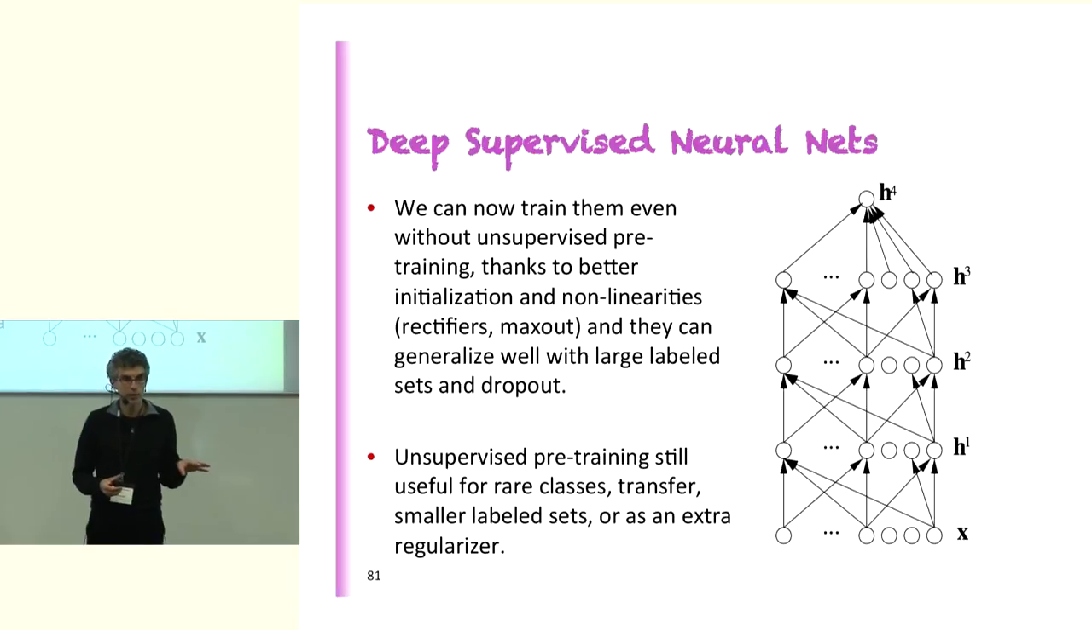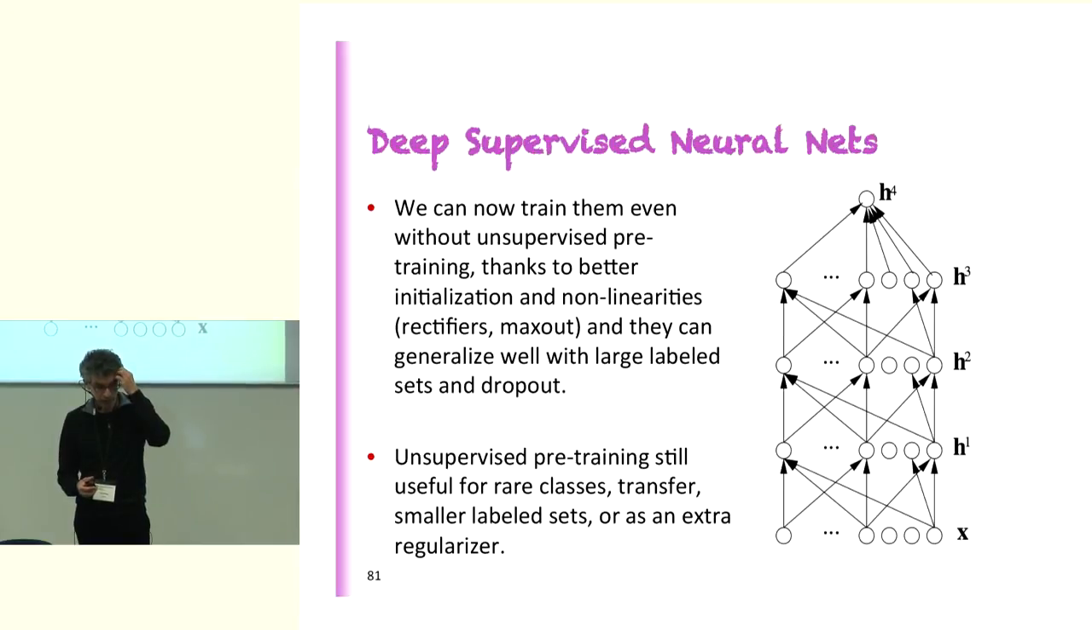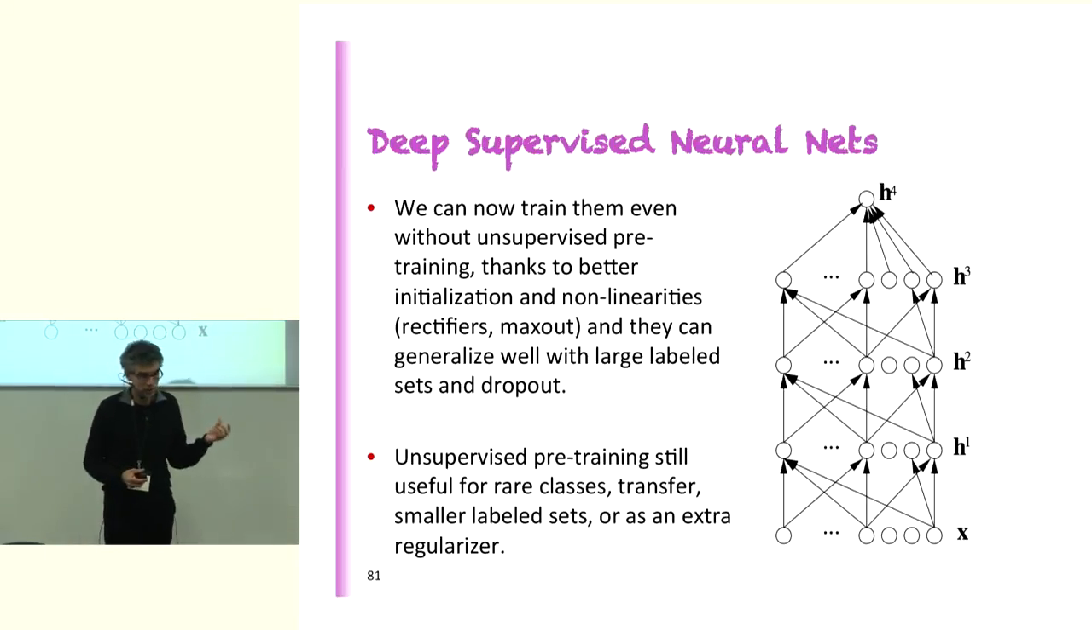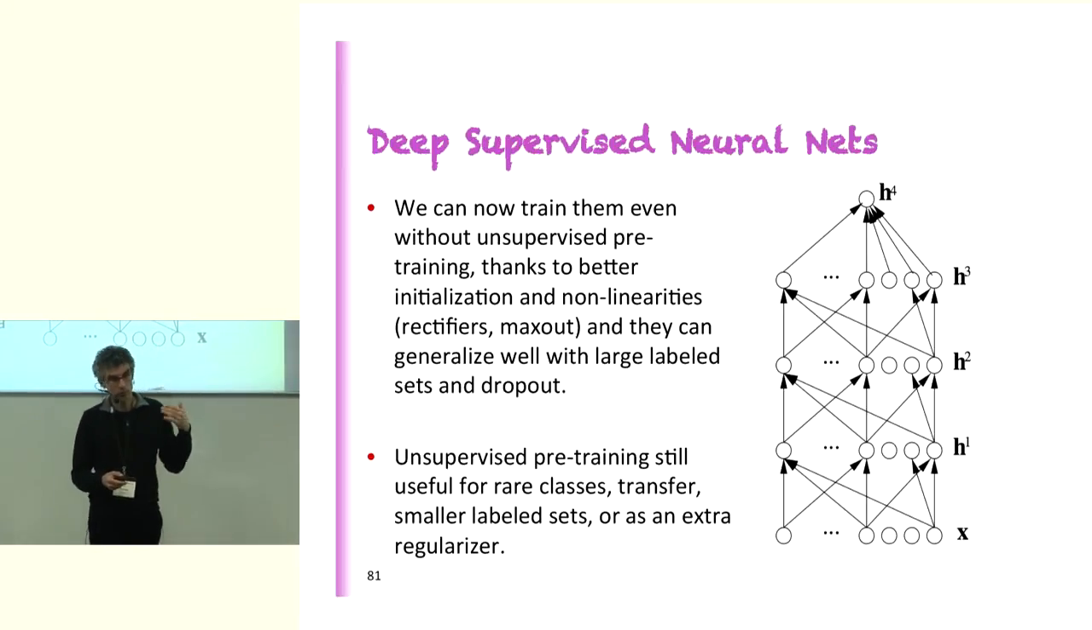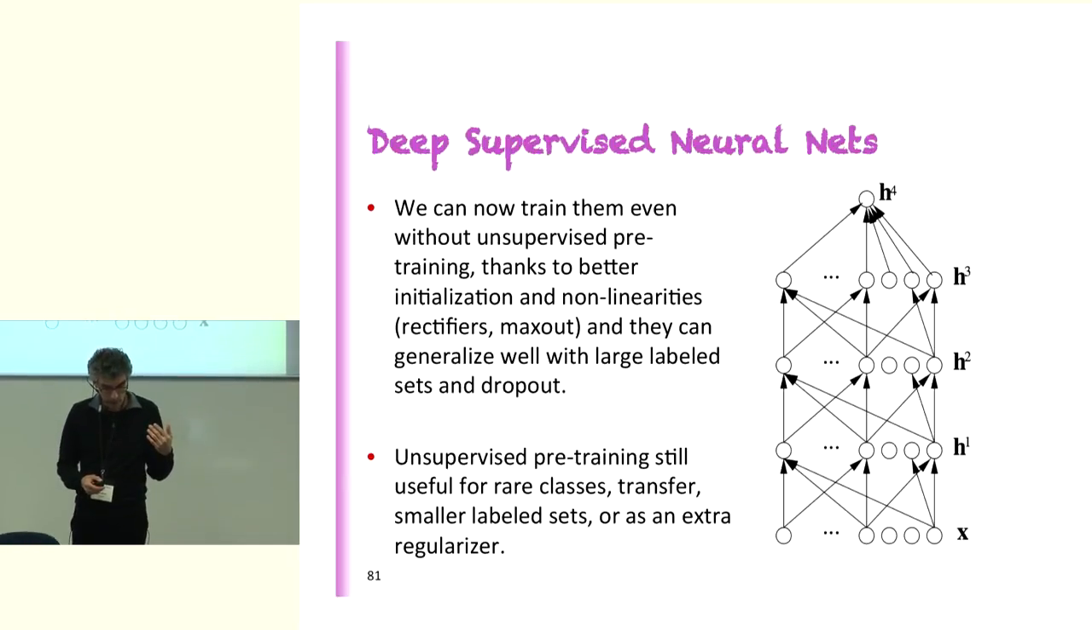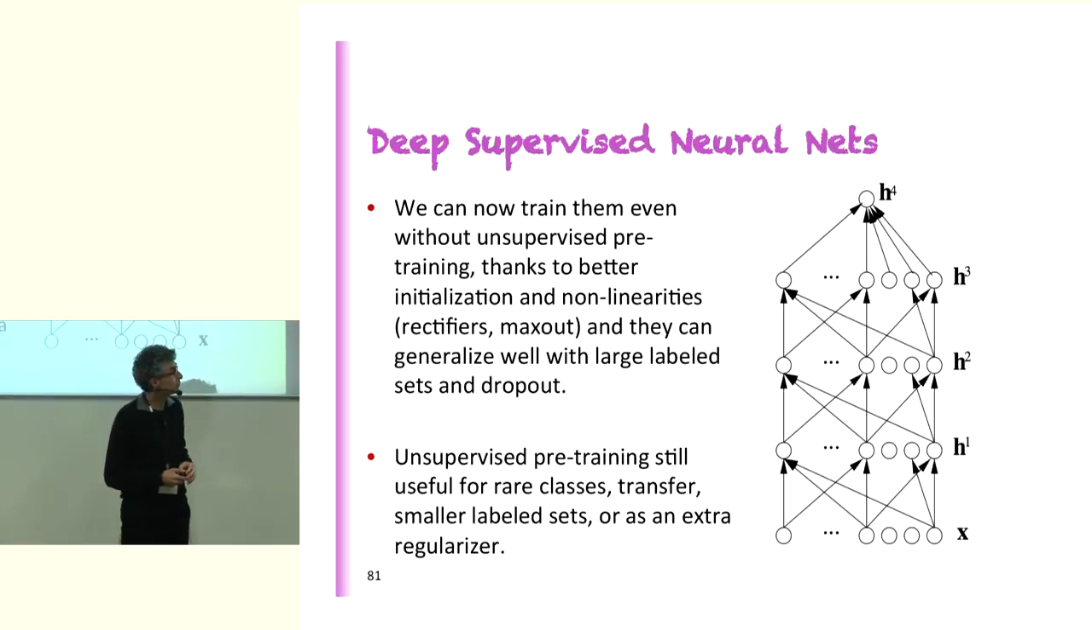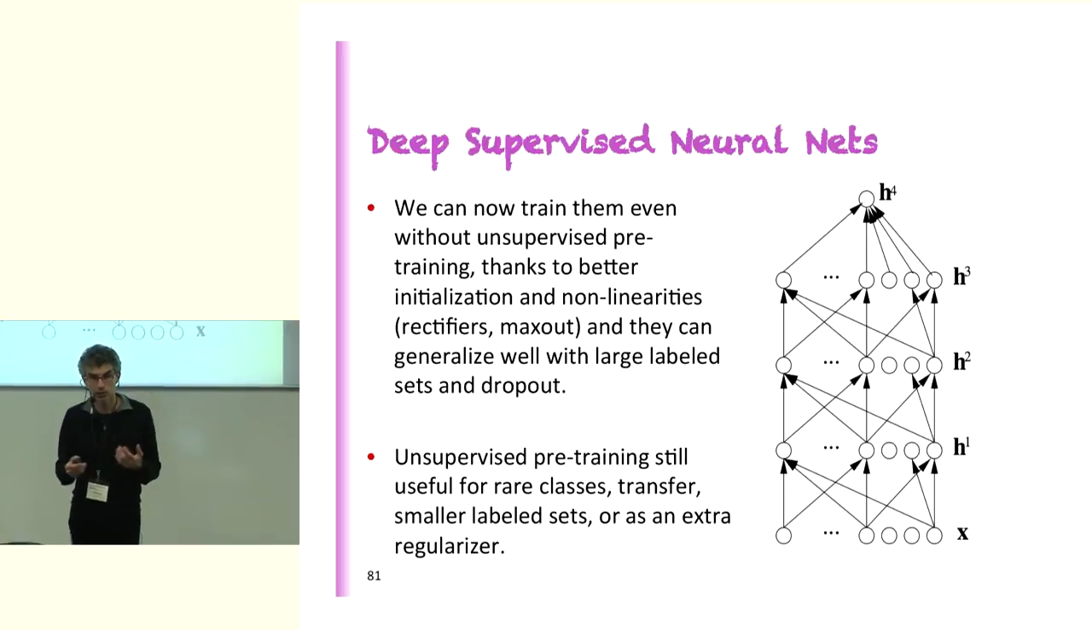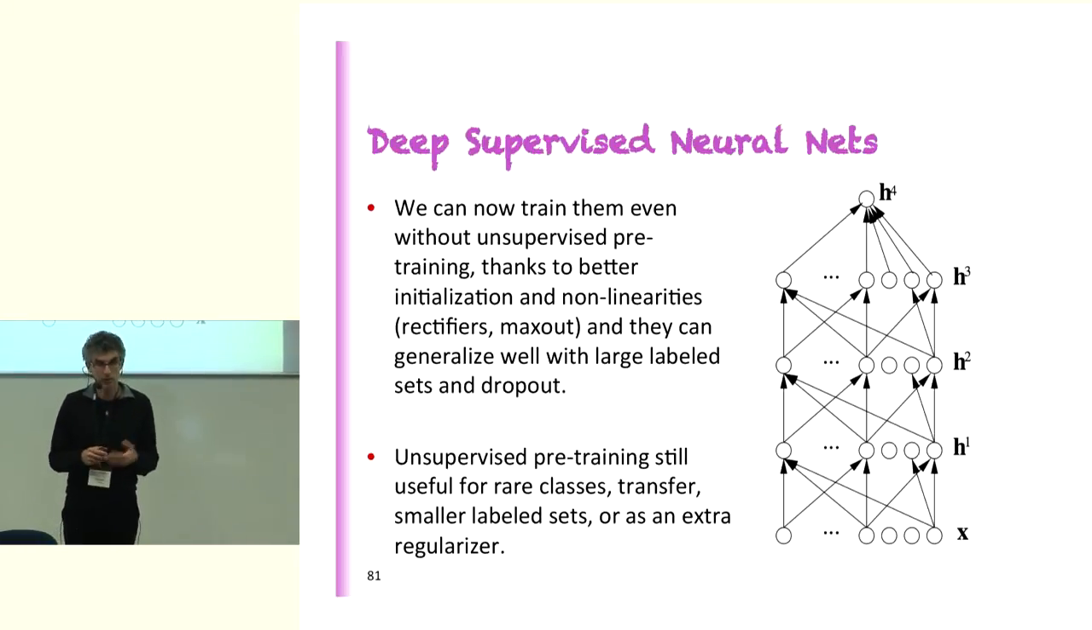So, back to deep supervised neural nets. A few slides earlier, I said that until 2006, we didn't know how to train them. But now, thanks to better initialization and use of nonlinearities like rectifiers and maxout and dropout, we are able to train networks with 5, 6, 7, 8, 9 layers, something we didn't know how to do before. And somehow these generalize a lot better than the old neural nets of the 80s and 90s, which had only one or at most 2 hidden layers. Okay, so I'm going to stop here for the break.